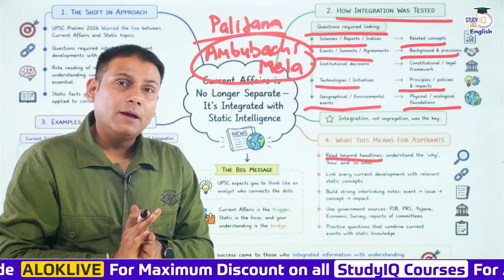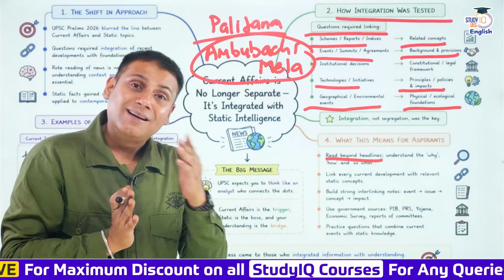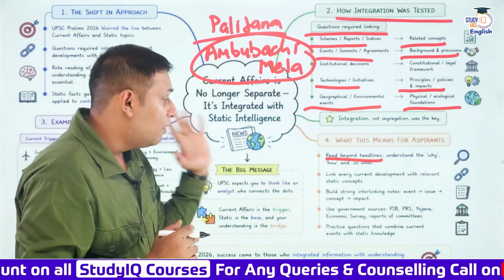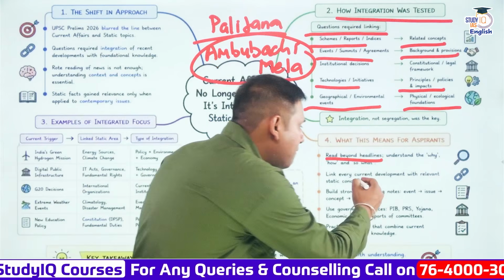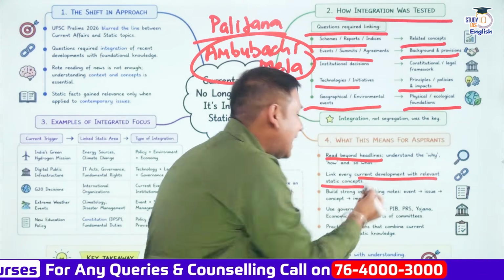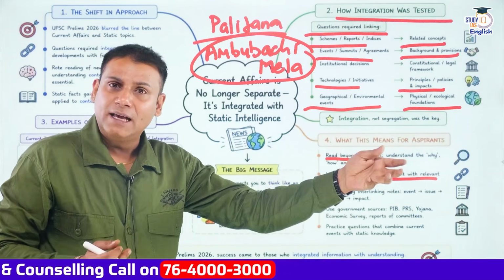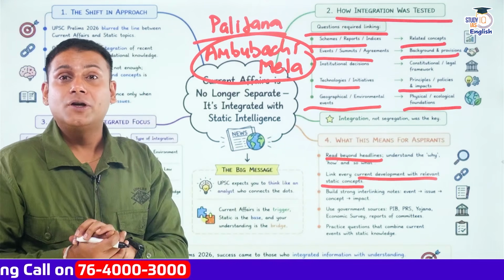So precisely speaking, try to correlate your art and culture or history or any subject that you are going through with the help of current affairs. Link every current development to the relevant static concepts. Clear? Suppose any stupa is there in the news, study about stupa architecture.